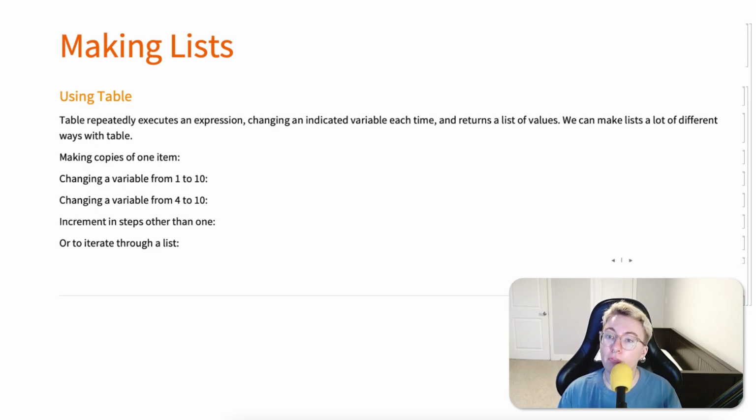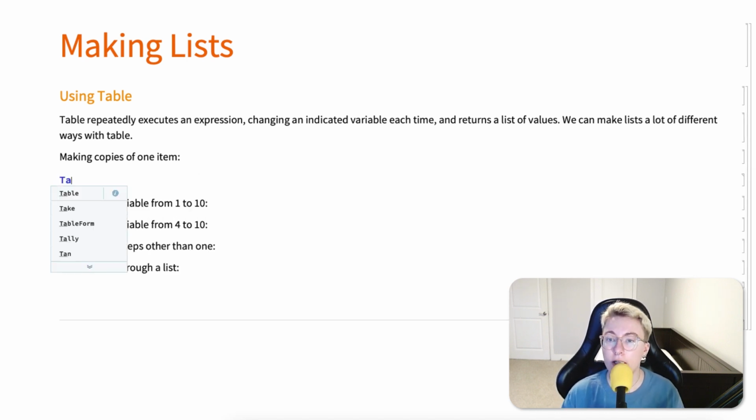Another common and more flexible way to create lists in Wolfram Language is with table. Table will repeatedly execute some piece of code, usually changing a variable we indicate each time it runs, and return a list of outputs for those repeated executions. If we just want to use table to create copies of an item, we don't need to include a variable. Our first argument for table is the thing we want repeated, and the second is how we want it repeated. If we want to create copies, our first argument is what we're copying, and our second is how many times we want to rerun that code.